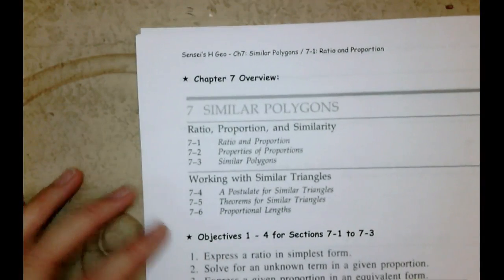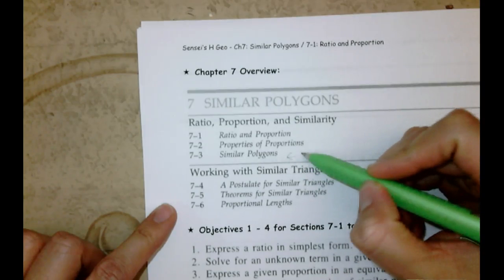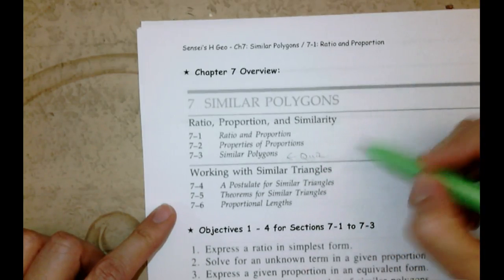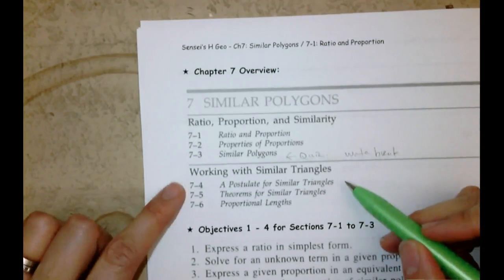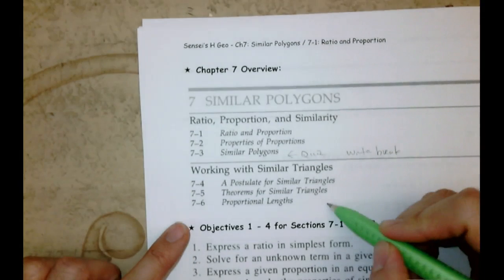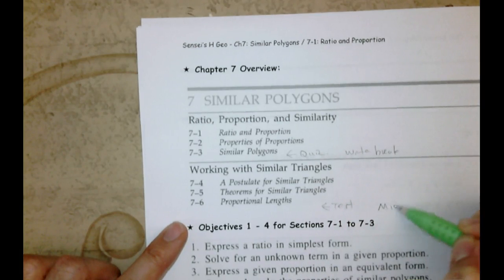So chapter 7 has 6 sections. Okay, we are going to do a quiz here, and then we have a winter break. And after the break, we're going to do 3 more, and then after this, we're going to do a test, and then midterm comes.